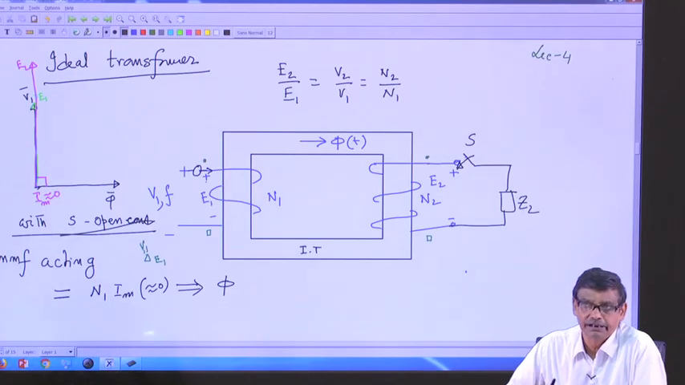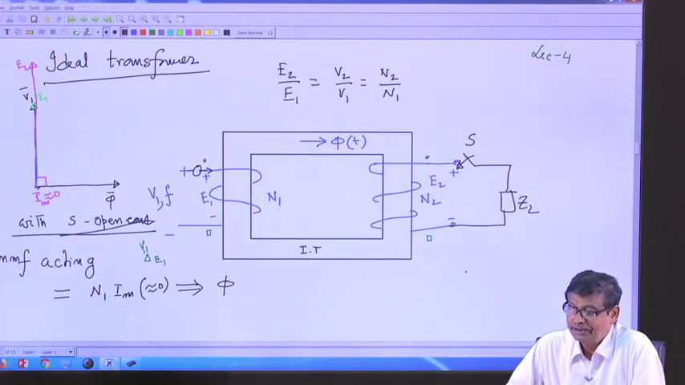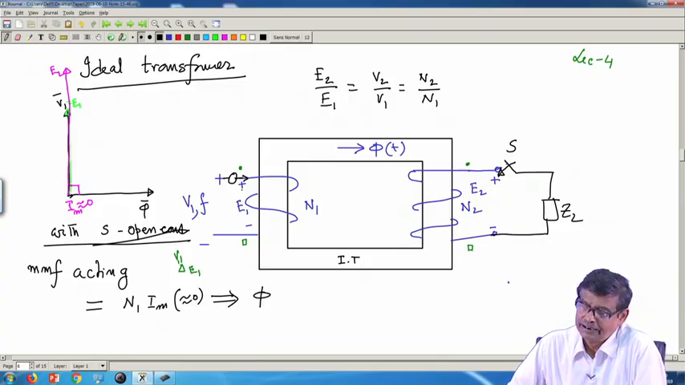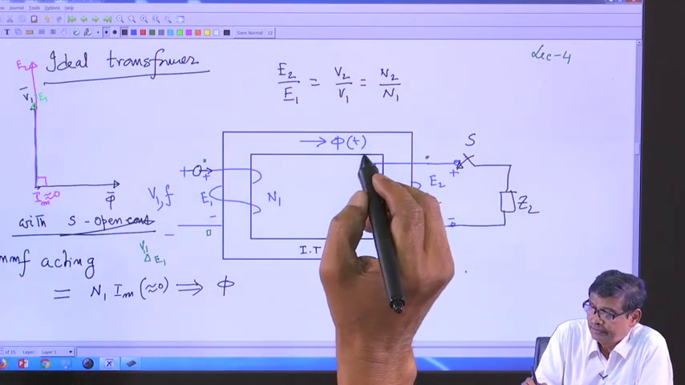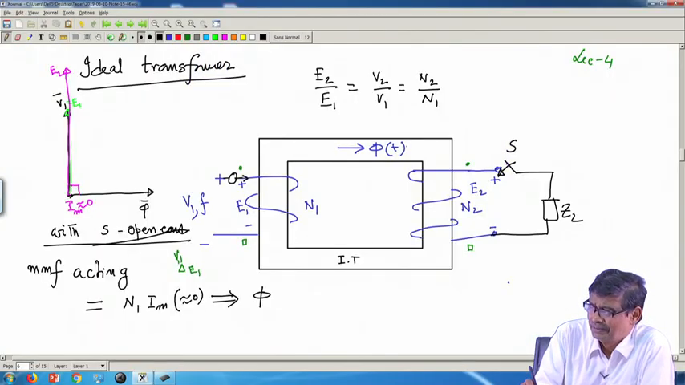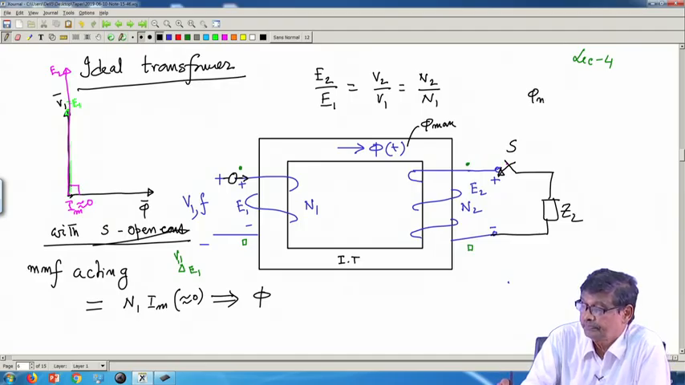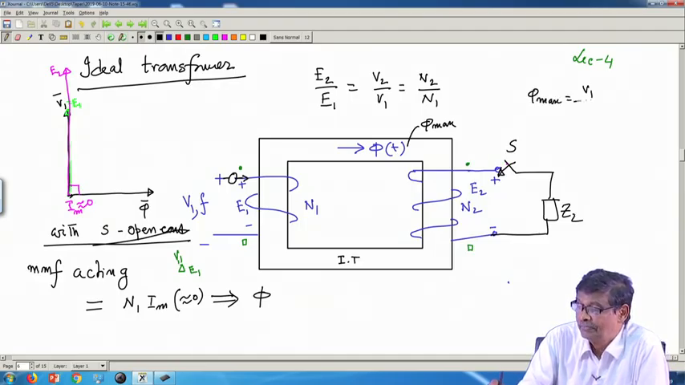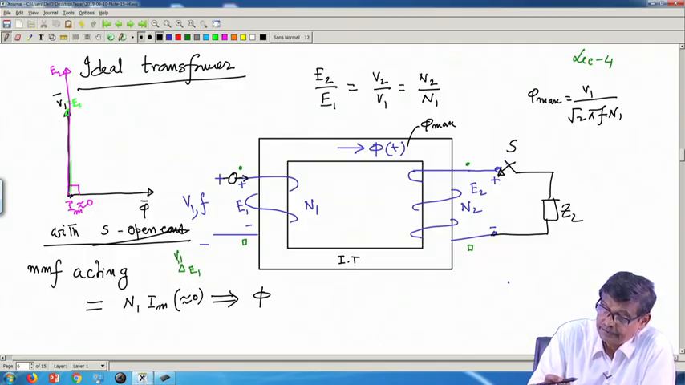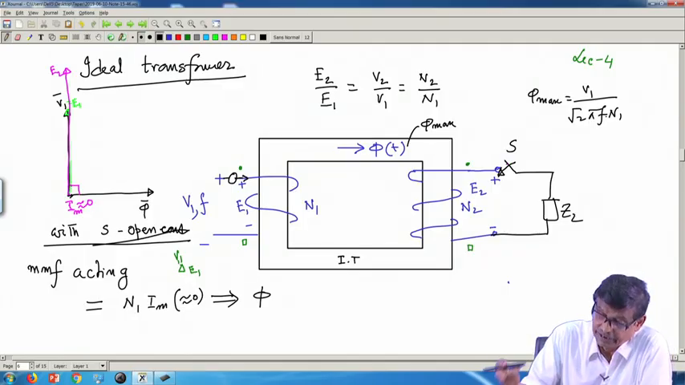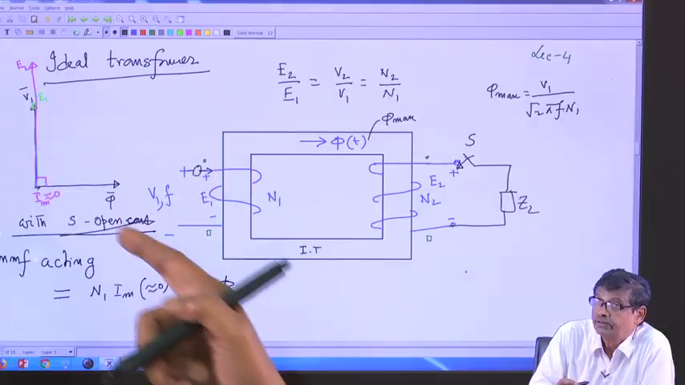Okay. In fact, that is what we have to do, but before that I tell you one thing. When the S was open, what was the flux? How to tell flux? You tell phi max and frequency. Phi max was fixed, I am writing it many a times, root 2 pi f N1. That was phi max, it was fixed, and this phi max has to be there in order that KVL will be satisfied on the primary loop.